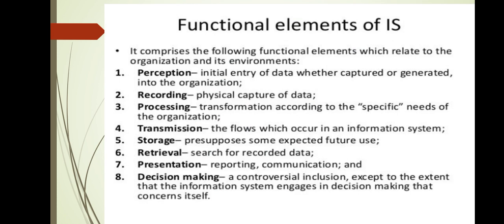What are the functional elements of IS? It comprises the following functional elements that relate the organization with the environment. One, perception. It is the initial entry of data, whether captured or generated, into the organization. Second, recording, the physical capturing of data. Third, processing, transformation according to the specific needs of the organization. Fourth, transmission, the flows which occur in an information system.